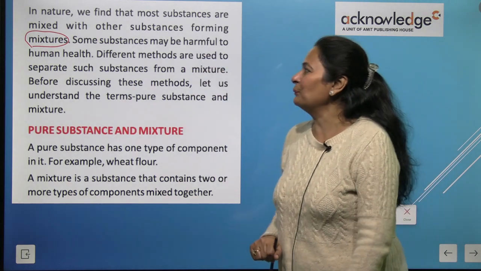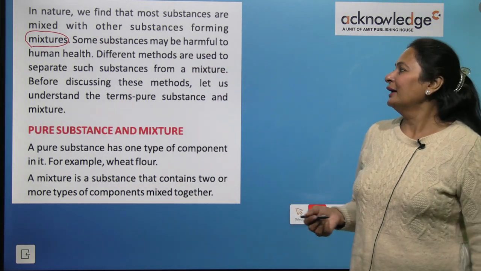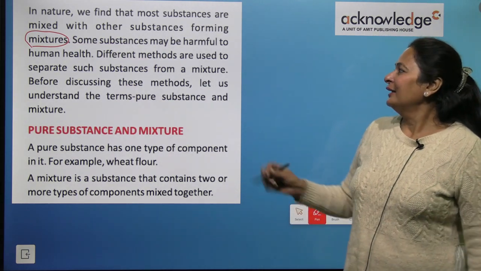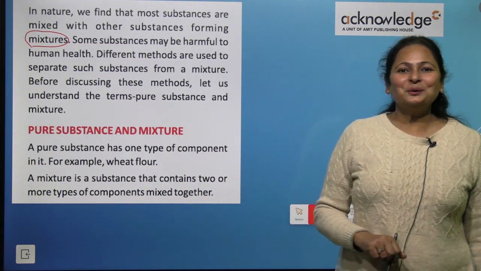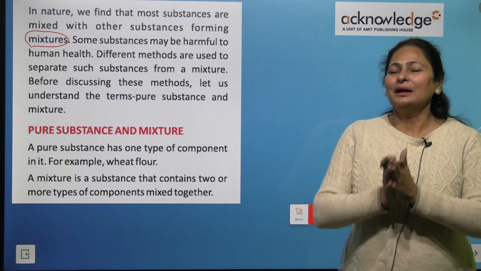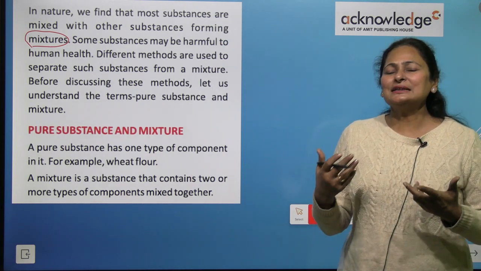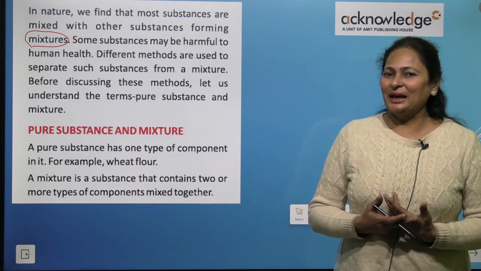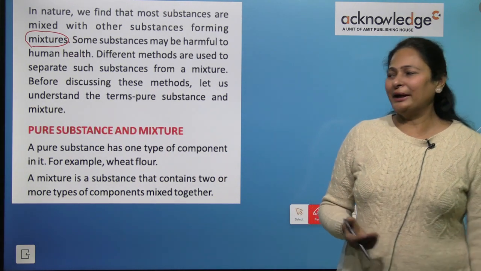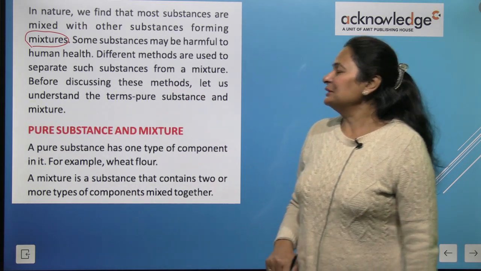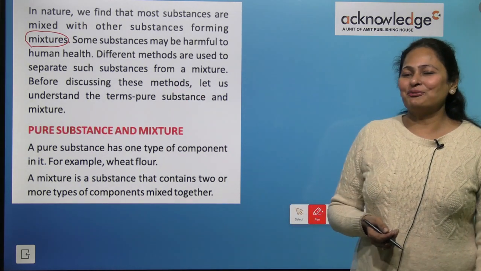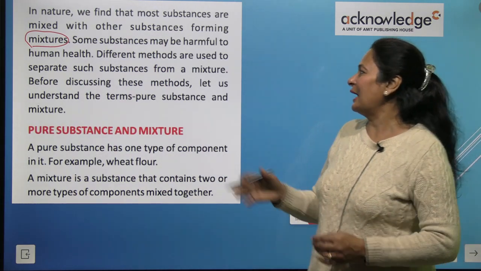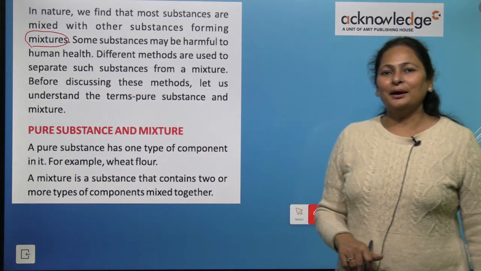Some substances may be harmful for health, but some are good for us. Different methods are used to separate them. Sometimes it happens that two or more substances are mistakenly mixed together, so we need to separate these substances. Different kinds of methods are used to separate these substances from a mixture.